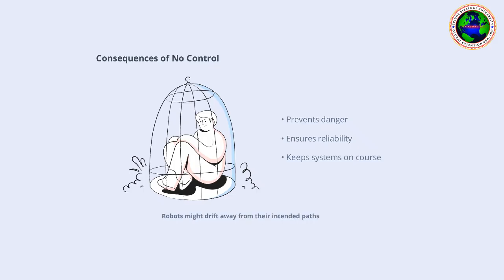Robots might drift away from their intended paths, vehicles could become unstable, and aircraft would be unsafe to operate. Control systems are essential for ensuring that technology works as intended, safely and reliably.